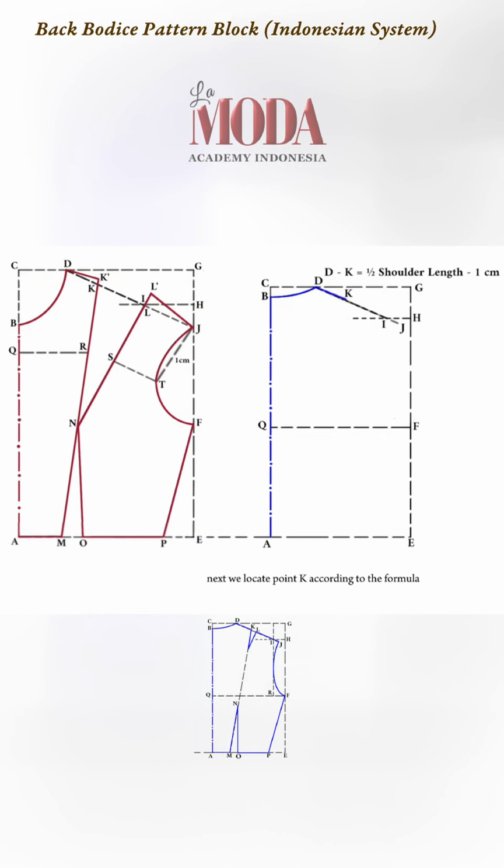Next, we locate point K. According to the formula, the distance from point D to point K is half of the shoulder length minus 1 centimeter. Then we determine point L. The distance from point J to point L is half of the shoulder length plus 1 centimeter.